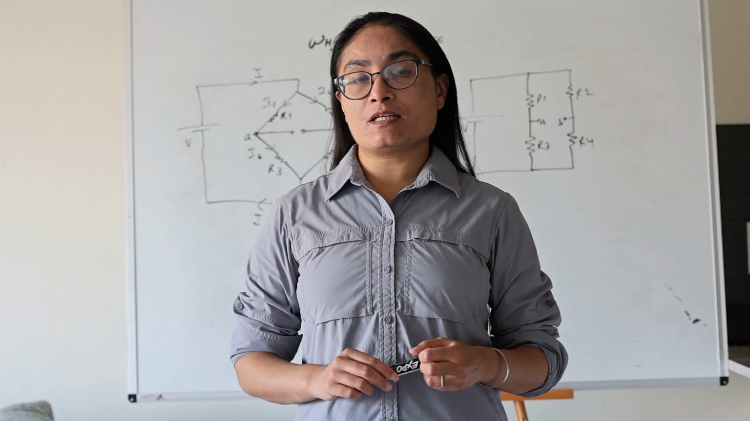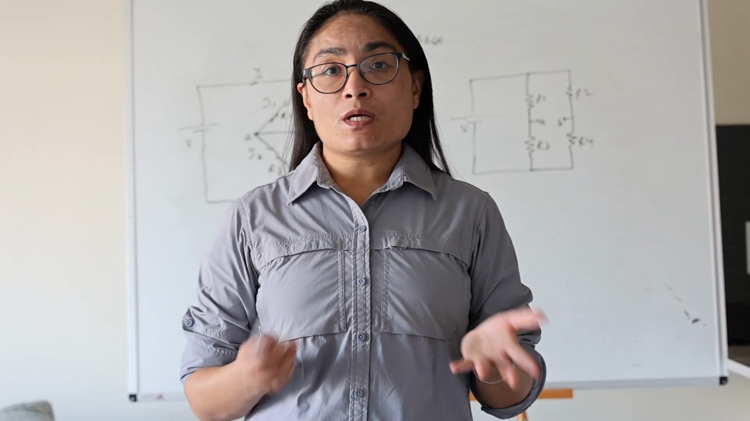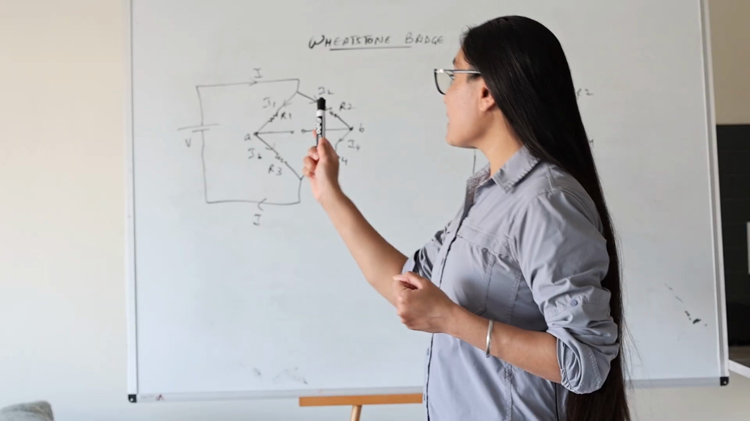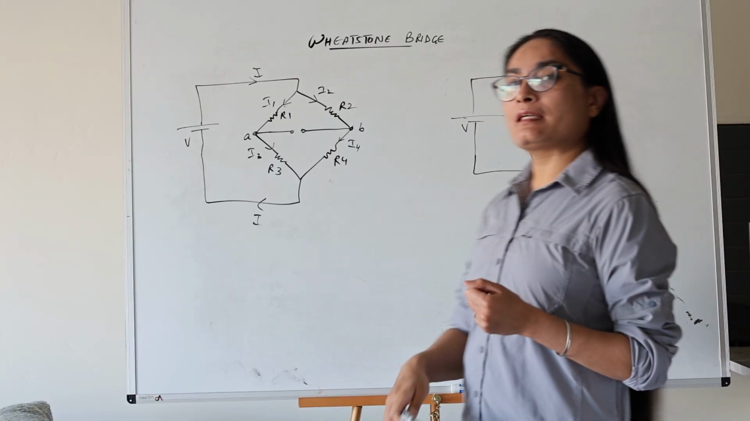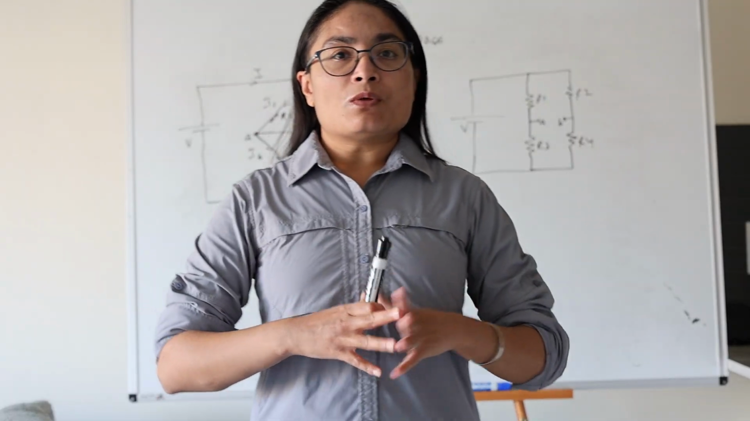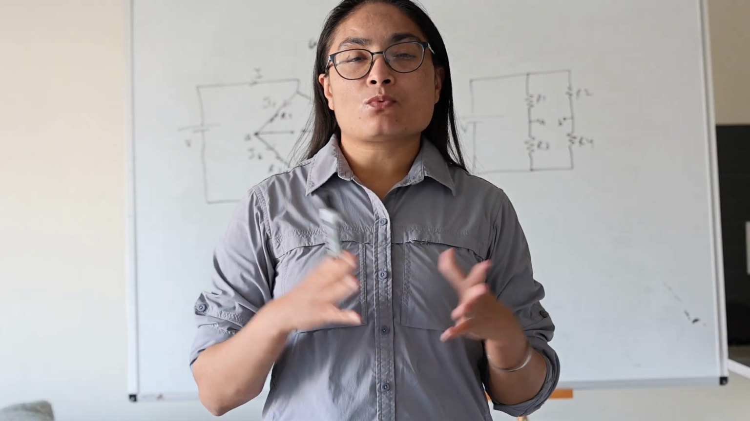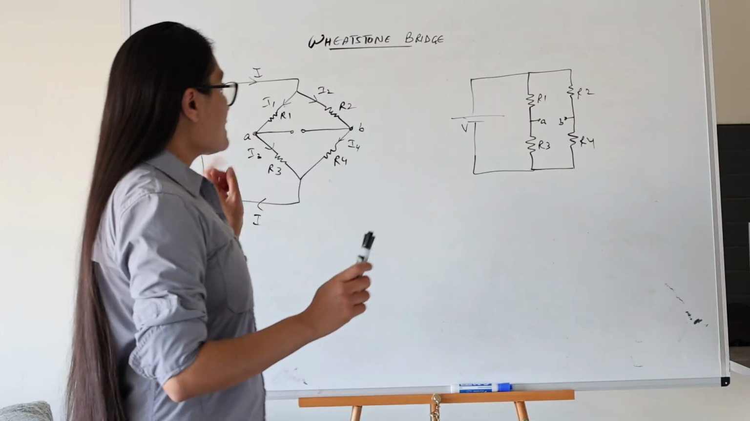Welcome to another lecture. Today we are going to learn about a Wheatstone bridge. A Wheatstone bridge is a circuit that looks like this or this. This is basically a special arrangement of resistors. And when we have a Wheatstone bridge like this, one of the things that we talk about is when the bridge is balanced. So let's analyze this circuit.